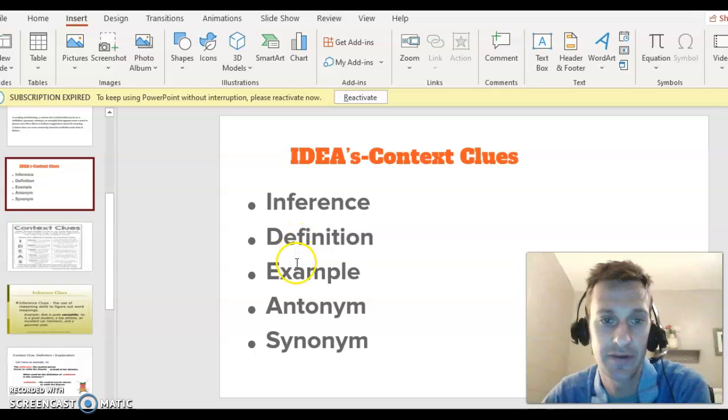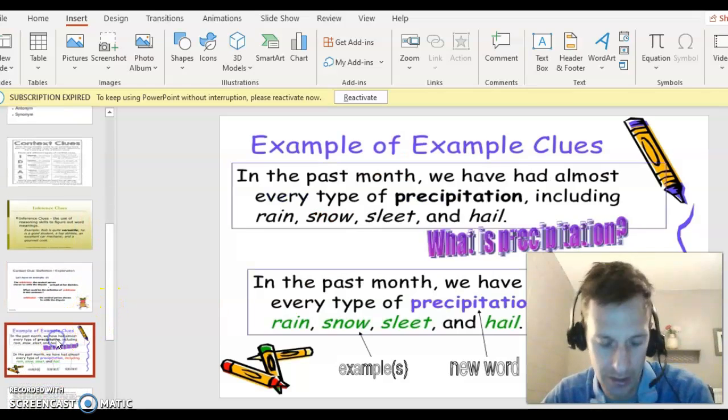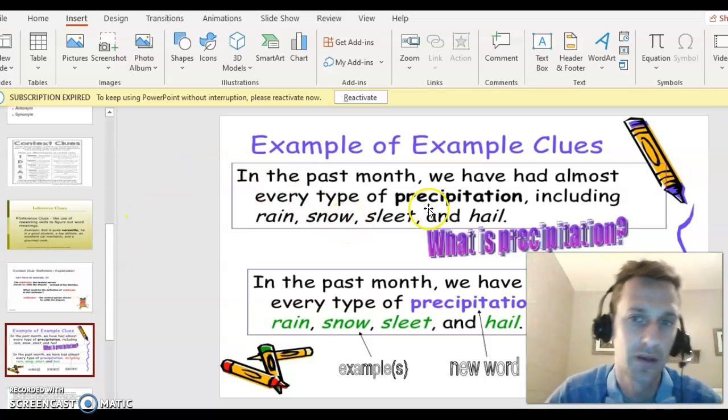Ideas, inference, definition, example, antonym, synonym. All right, give you a definition. And the last one we want to look at is examples. All right, that's what they say here.